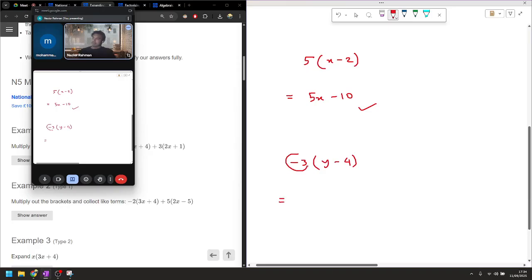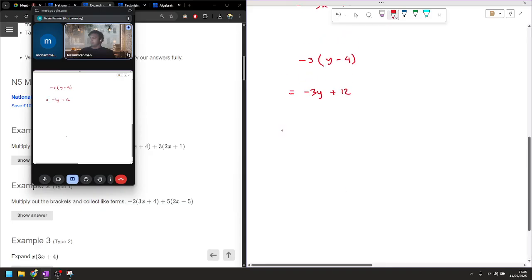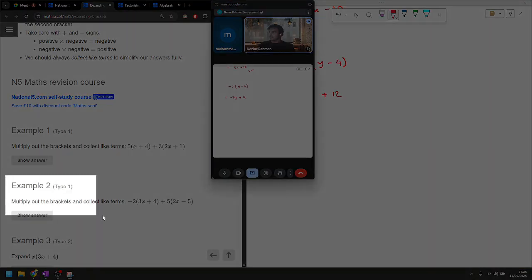Notice how this is negative now. Negative 3 multiplied by y, negative 3y. Good. Negative 3y times negative 4, plus 12. Good. So now I think you can try the second question from our examples.